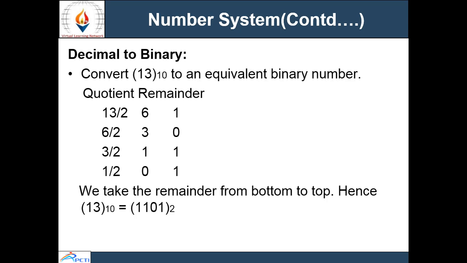Every time, the remainder obtained is recorded. The set of remainders obtained, read from bottom to top, forms the binary equivalent of the integer part of the number.